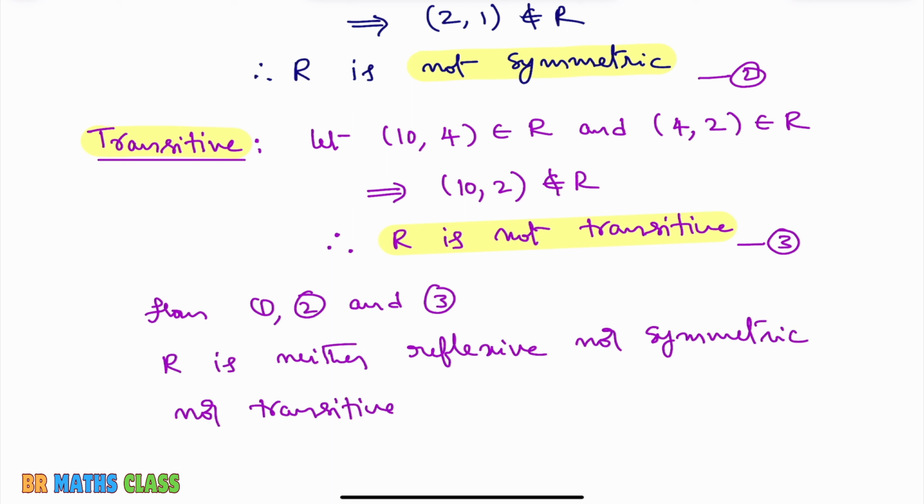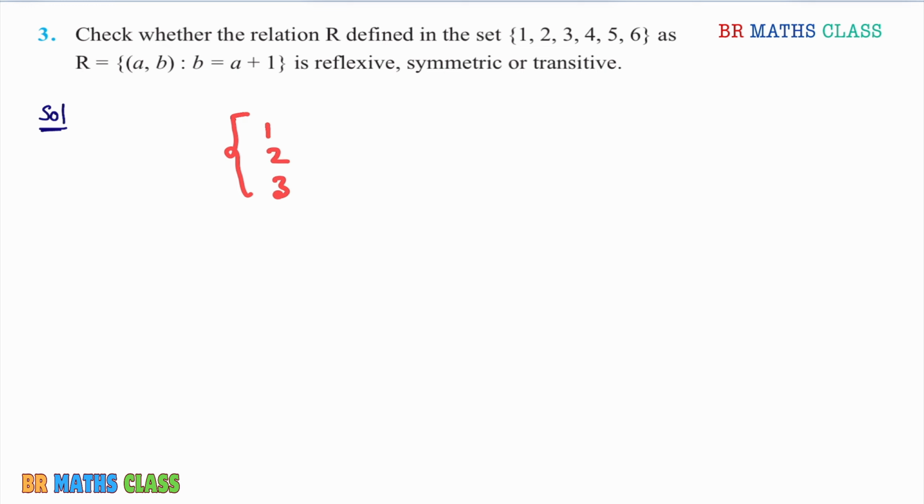Observe question number 3. This is an easy question compared to the last question. Check whether the relation R on this set, defined like this, is reflexive, symmetric or transitive. We need to check these things. As usual, as we did in question number 1 and question number 2, we'll write those 3 steps first.